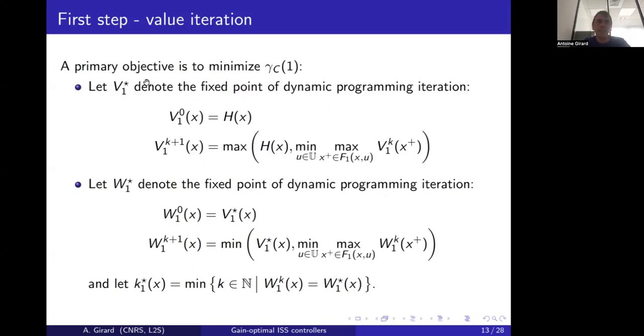So the primary objective, as I mentioned, is to minimize this value here. And to do that, we're going to solve two dynamic programming problems. So we are first going to compute the fixed point of that dynamic programming iteration. And if you want to get some intuition of what this program computes here, you can see that the fixed point satisfies some control Lyapunov type of condition, right? That there exists an input such that the value at the successor is no greater than the current value, right?